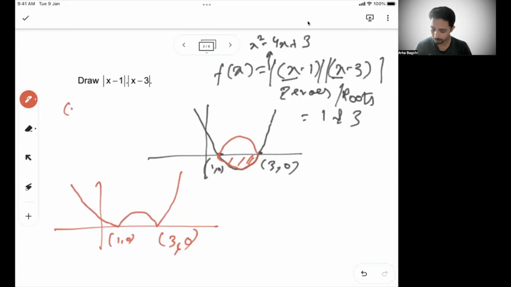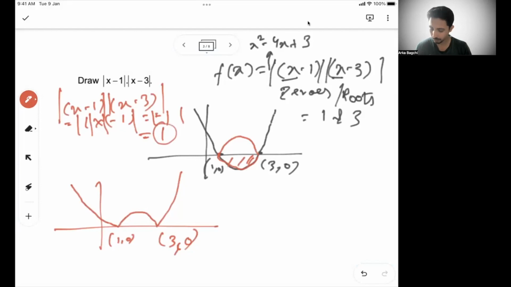if I put x as 2 in the equation x minus 1 into x minus 3, you will get 1 into minus 1, a negative number. But if I put the whole modulus, modulus of A into modulus of B is the same as modulus of AB. So this will become mod 1, mod of minus 1. Mod of minus 1 is 1. So what was earlier minus 1 here will be plus 1 here.